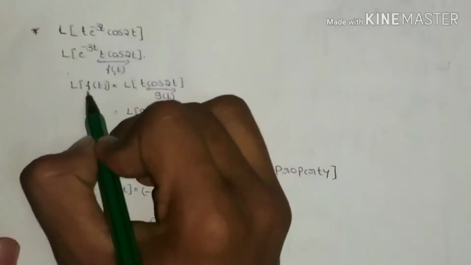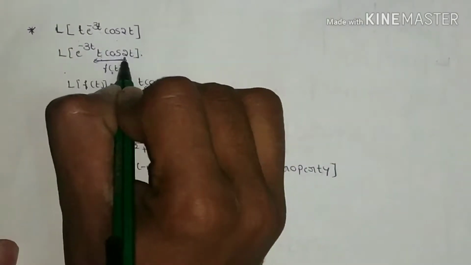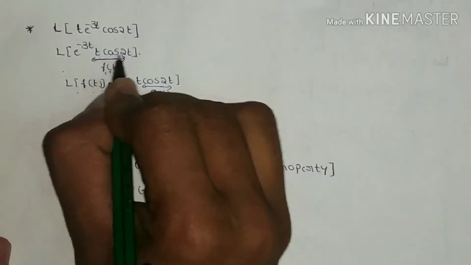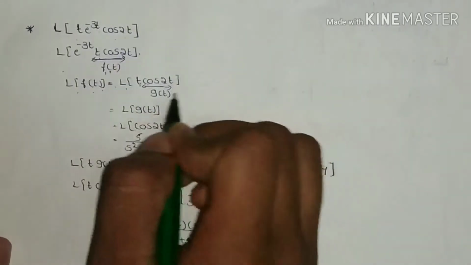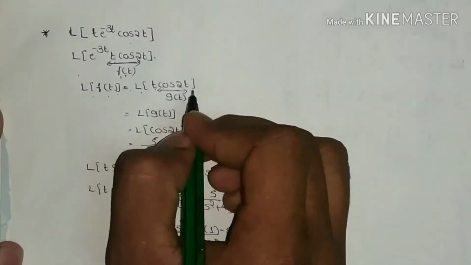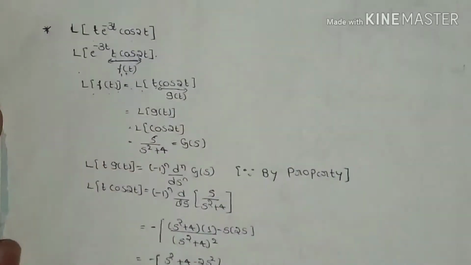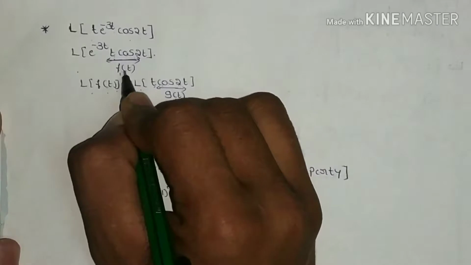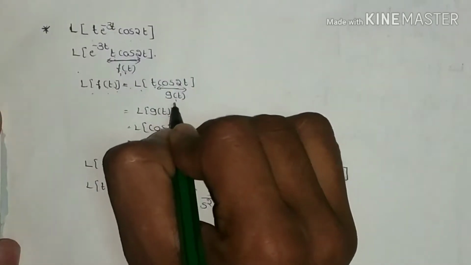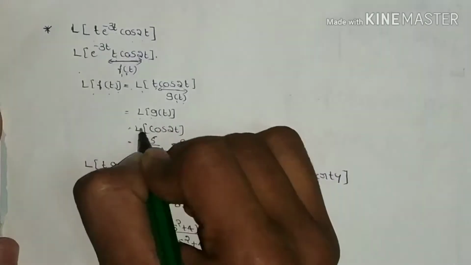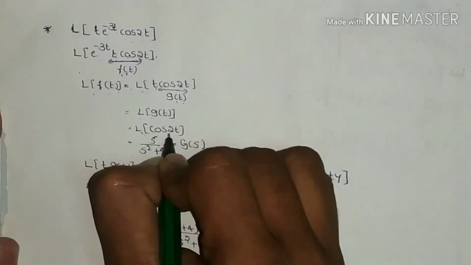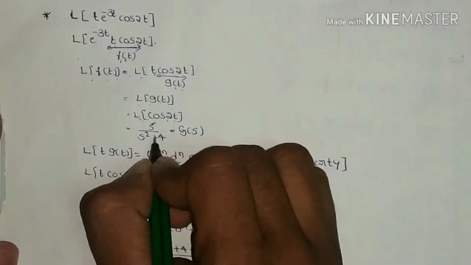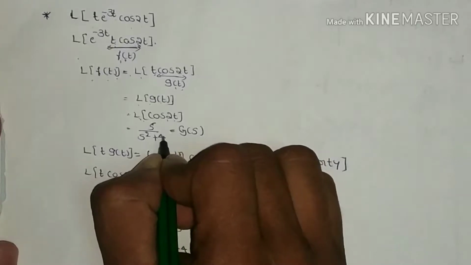First, let us take f of t as t into cos 2t. Here the property t raised to n into f of t is holding. I call cos 2t as g of t. Then Laplace of g of t, that is Laplace of cos 2t, according to the standard result, is s divided by s square plus 4. This is called g of s.